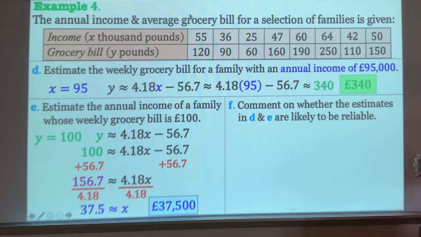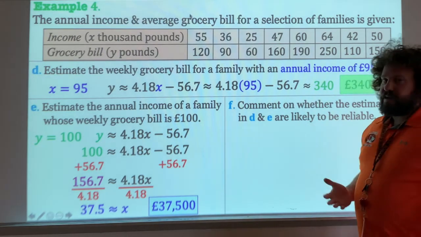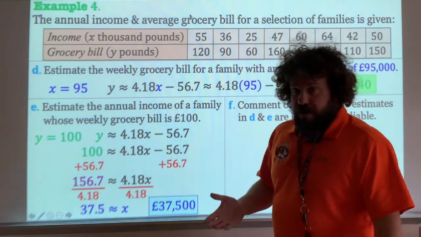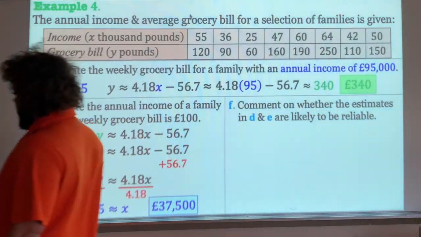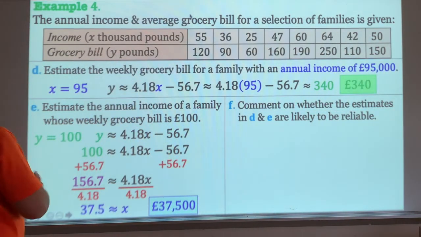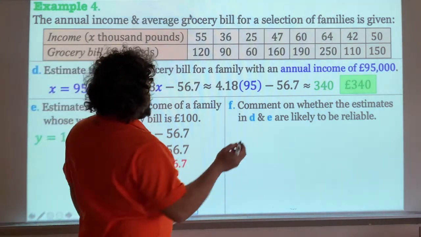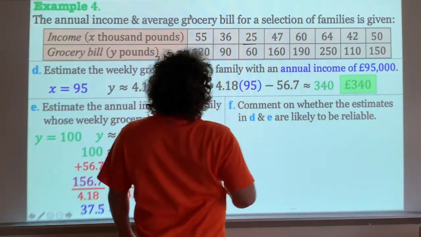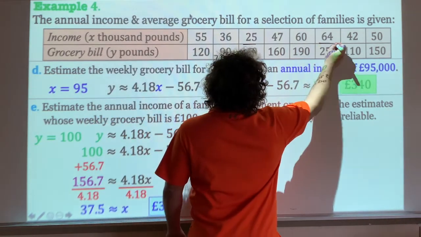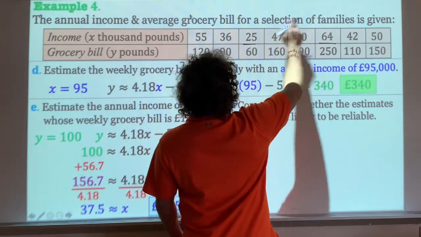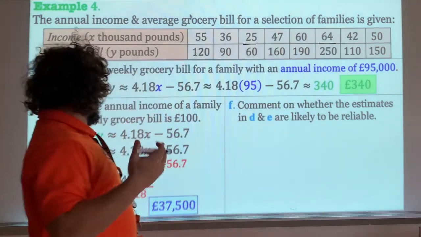Comment on whether the estimates in D or E are likely to be reliable. Okay, so how do we know if these are reliable? We have to think back to last lesson with the interpolation and the extrapolation. Now, we're dealing with a dependent variable, which is our income. So pretty much our lowest income is 25, and our highest income here is 64. So everything between 25 and 64 should be good, as long as we have an X in there.